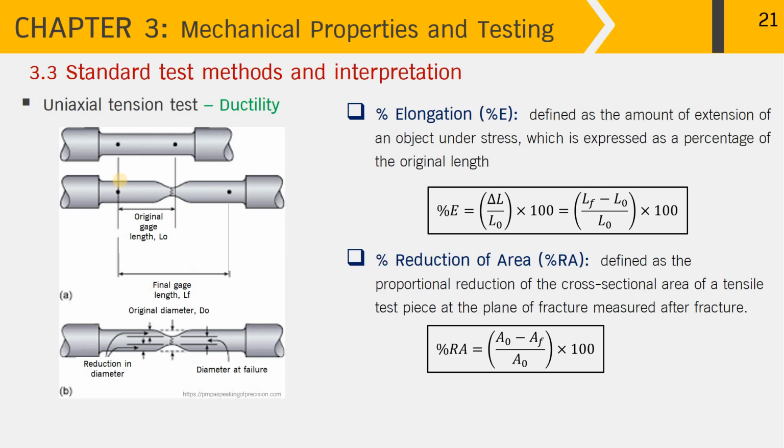So therefore, you have the original gauge length here and the final gauge length here. The difference of these values over L0 times 100 is percent elongation. And for the reduction of area, you have to first measure the original area, or A0, and then after the test, measure the final cross-sectional area. The difference of these two values over A0 times 100 will give you percent reduction of area. And normally in engineering, we apply percent elongation for the ductility of metal.